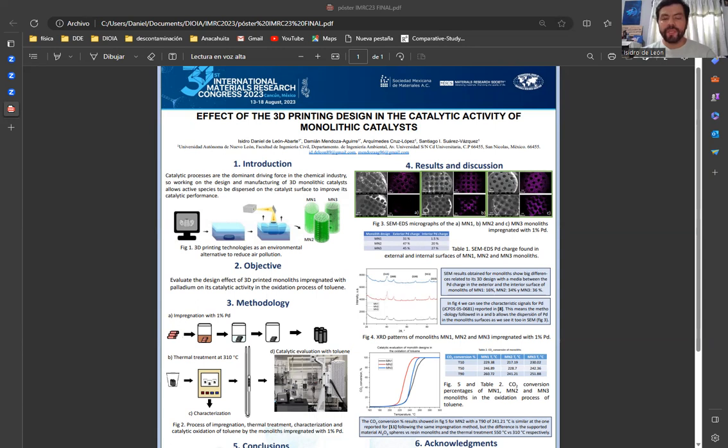Today I'll show you something about the investigation I've done in the first part of my PhD thesis. The title of this poster is Effect of the 3D Printing Design in the Catalytic Activity of Monolithic Catalysts. Let's go for the introduction.